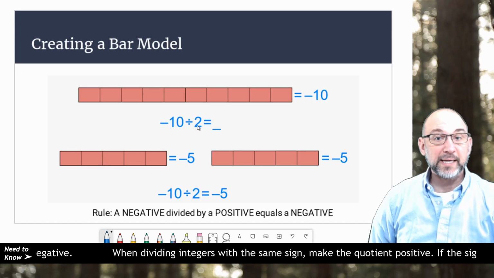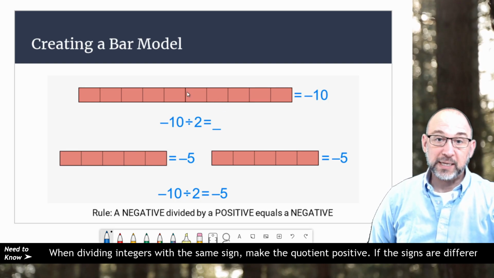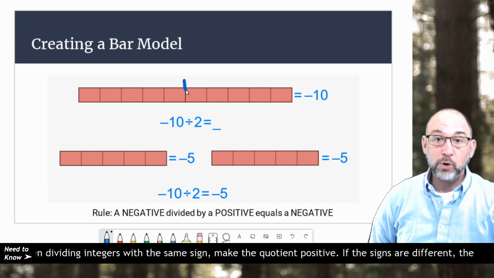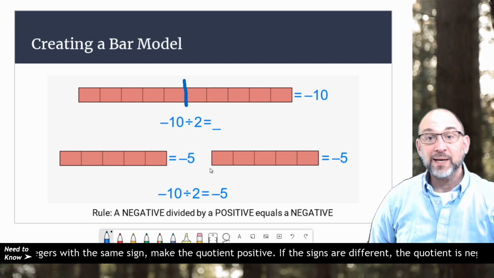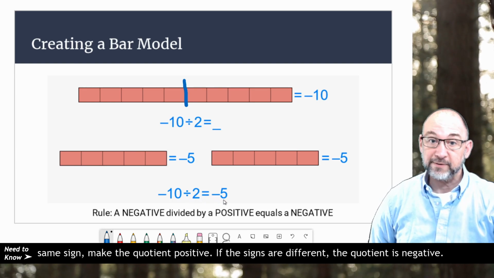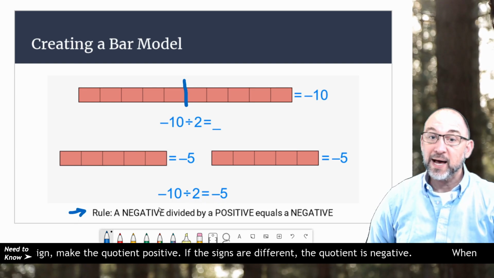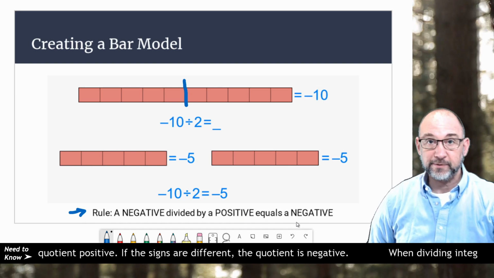In this problem, we have negative 10 divided by 2. So our quantity is a negative 10. But we go about it the same way. We take that quantity of negative 10, we split it into two equal groups, and in each one of those groups, we have a negative 5 and a negative 5. So negative 10 divided by 2 equals a negative 5. Our rule is a negative divided by a positive equals a negative.